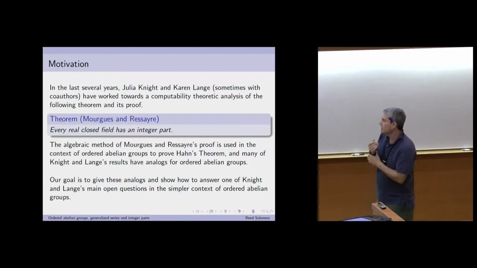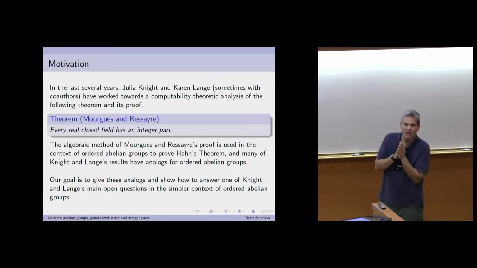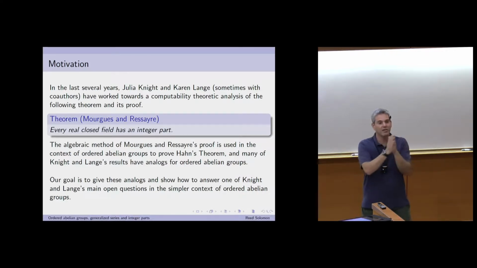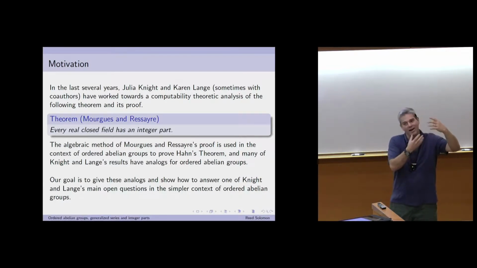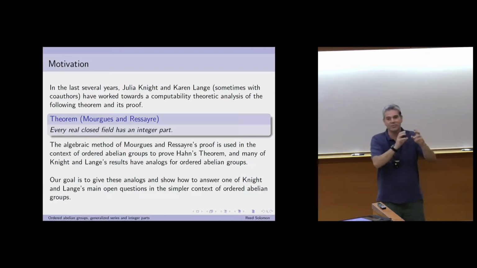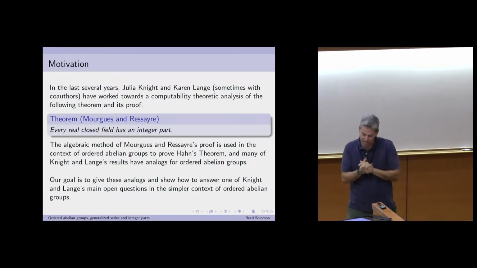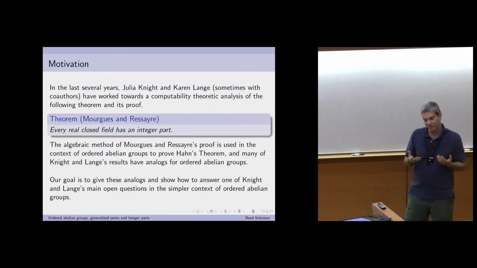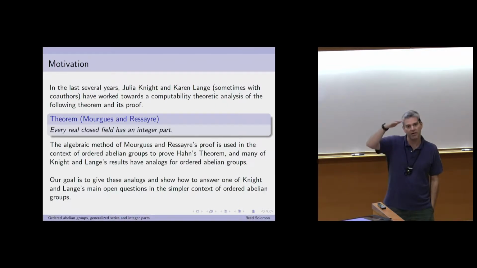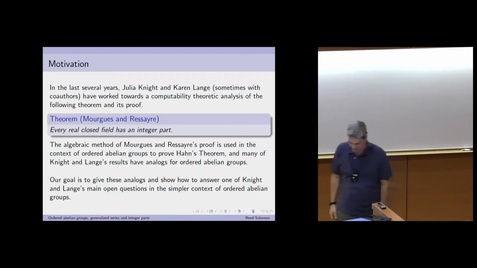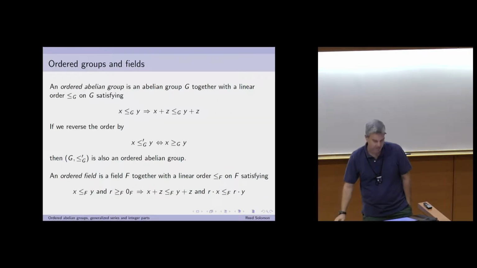In particular, as Matthew said in the last talk, when you're dealing with fields and with groups, in some ways fields can be nicer because you have a little more structure theory there. On the other hand, sometimes groups are nicer because they're a little bit easier to build by hand. Sometimes there are fewer operations to worry about. So in this context, the groups are actually a little bit simpler to work with. And so we can use this work to answer one of the main questions that Julia and Karen have been working towards, but we do it in the context of ordered groups rather than real closed ordered fields. All right, so that's the plan and the goal.